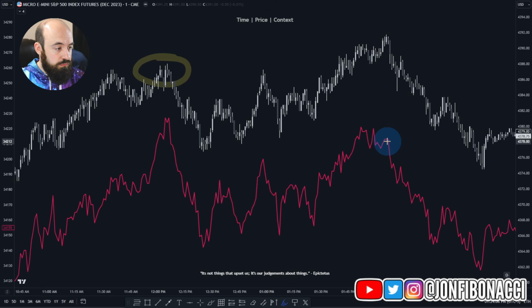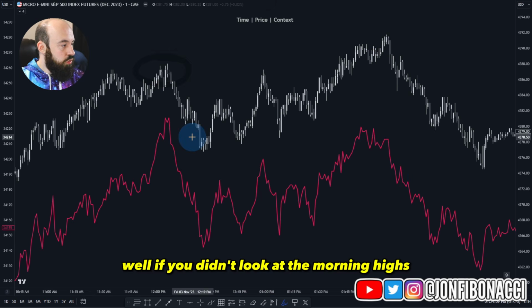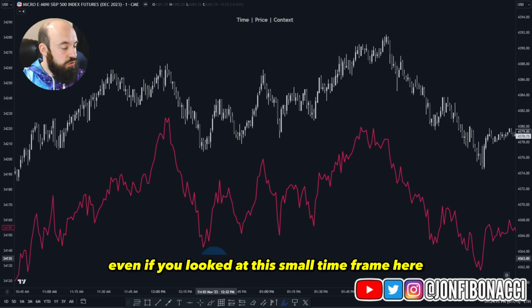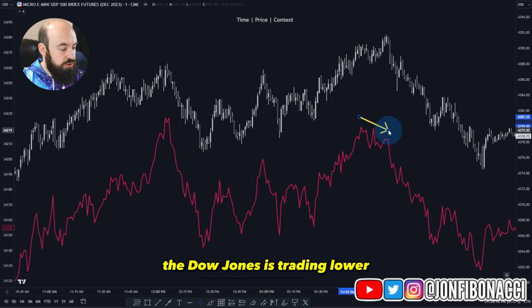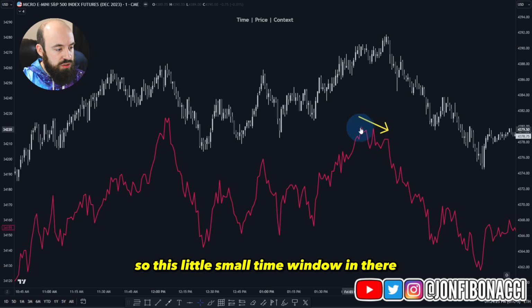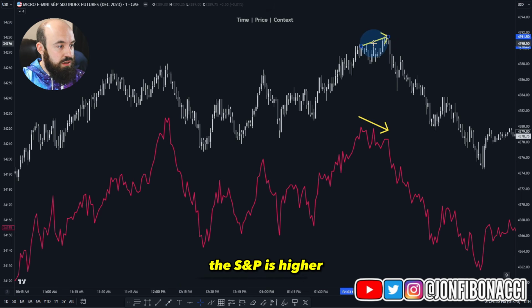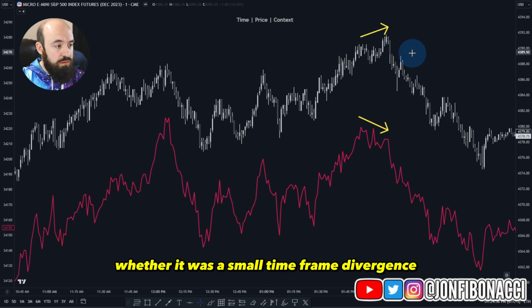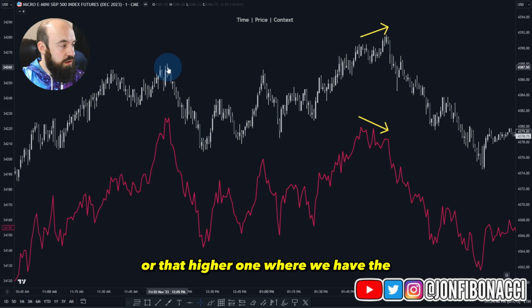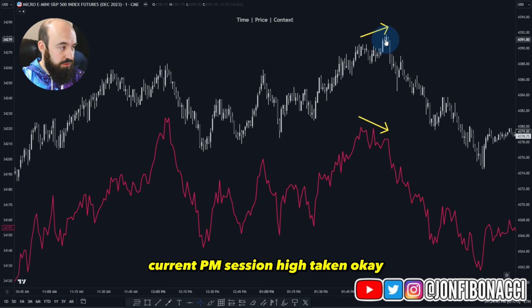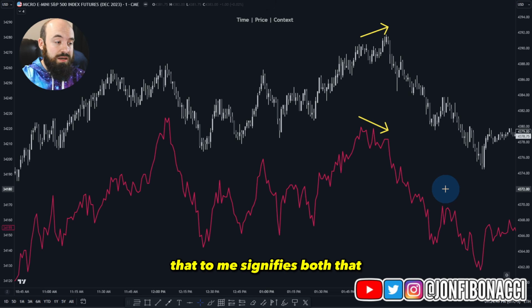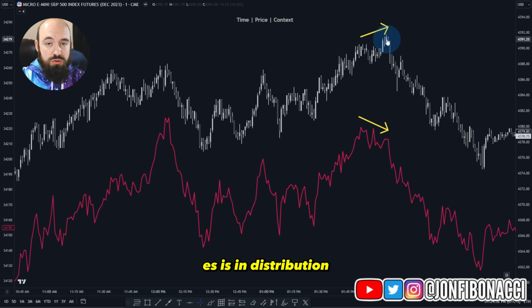Now that is one of them. Now what's the other one? Well, if you didn't look at the morning highs, that's okay. Even if you looked at this small time frame here, the Dow Jones is trading lower from 152 down to 207. So this little small time window in there, the Dow Jones is lower. And at that same time, ES, the S&P, is higher. So in either way, whether it was a small time frame divergence or that higher one where we have the current PM session high taken, okay, in either sense, that to me signifies both that ES is in distribution and that Dow is weak. And then again, they both trade lower.